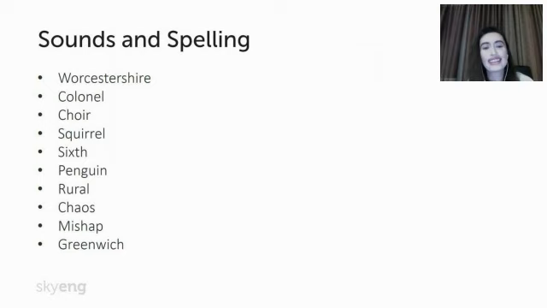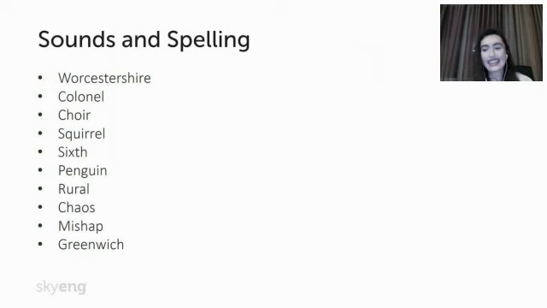Six, yeah? Penguin. Rural. Chaos. Mishap. Greenwich. Yeah, you probably know this word from Greenwich Mean Time. GMT, the time standard.